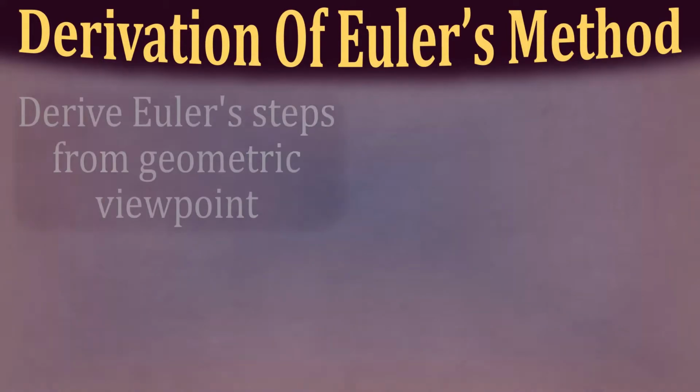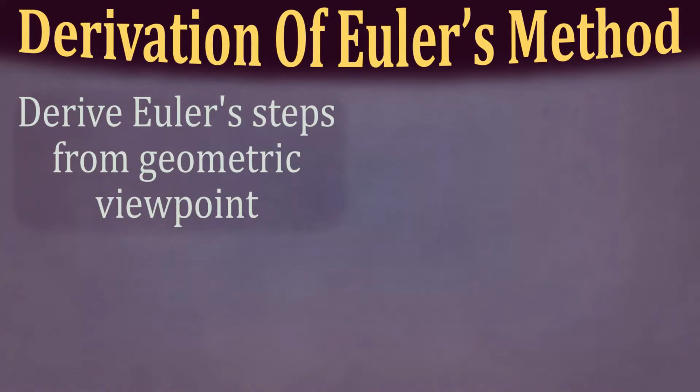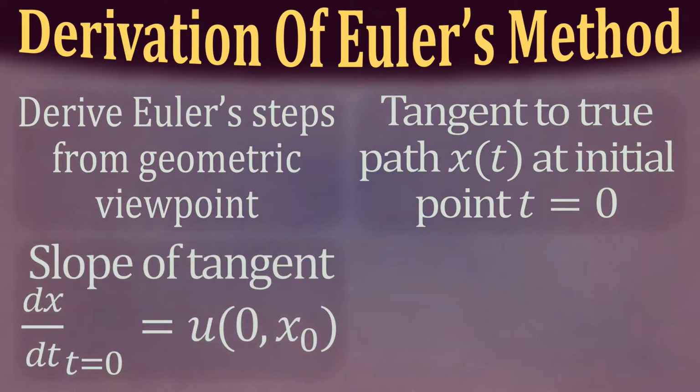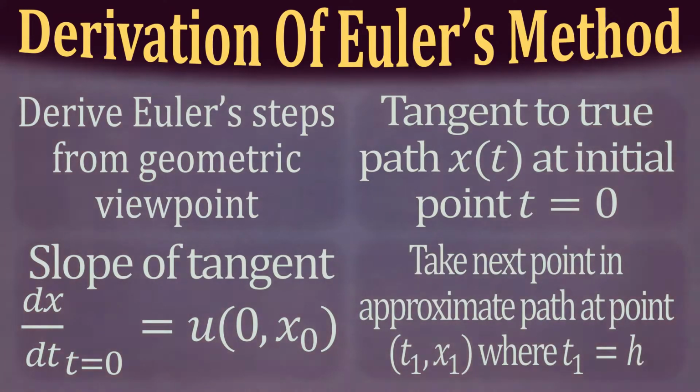First, we derive Euler's step from a geometric viewpoint. We consider the tangent to the true path x(t) at the initial point t equals 0. The slope of the tangent is dx/dt evaluated at t equals 0, which is equal to u(0, x0). The idea is to take the next point in the approximate path at the point (t1, x1), where t1 is equal to h.